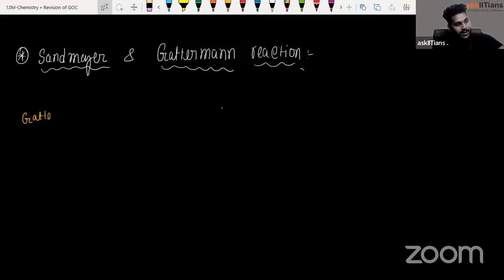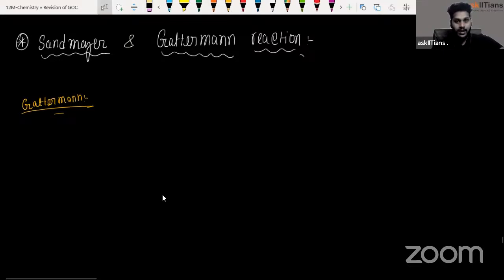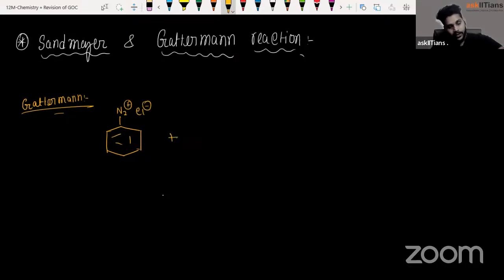Gattermann and Gattermann-Koch are not the same thing. I'll talk about both as we go. Gattermann is when you have a benzene diazonium system. When we have benzene diazonium chloride, and you give Cu2X2, then you get the X on the benzene. But then again, the X is only Cl and Br.